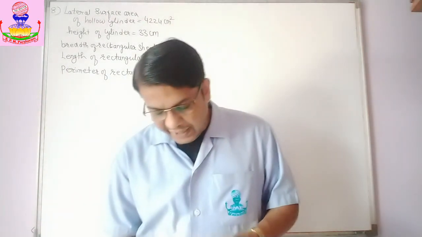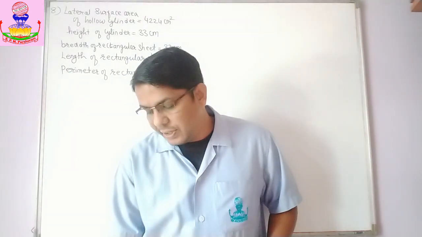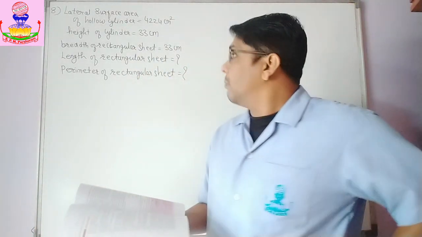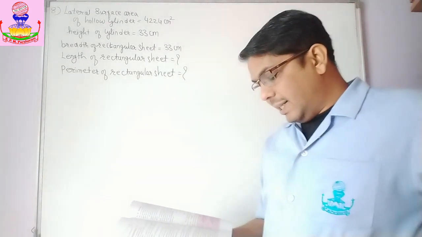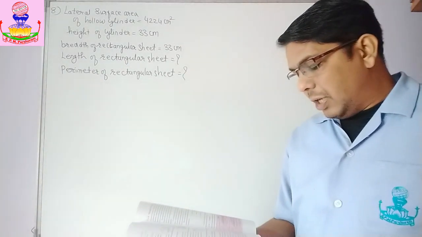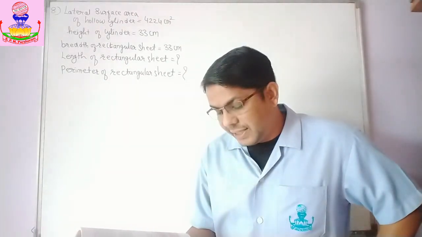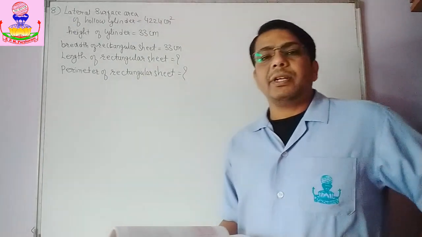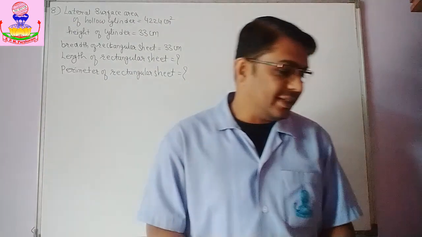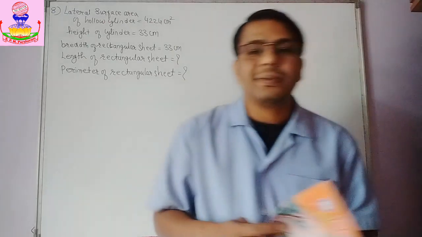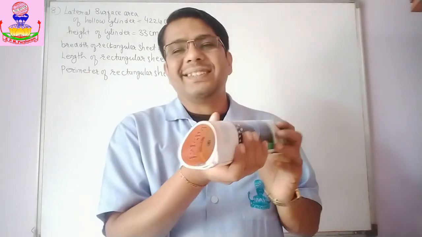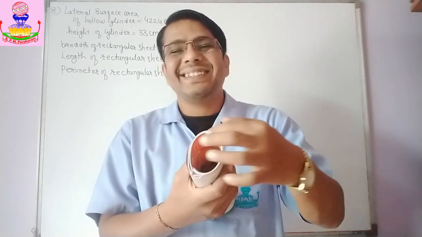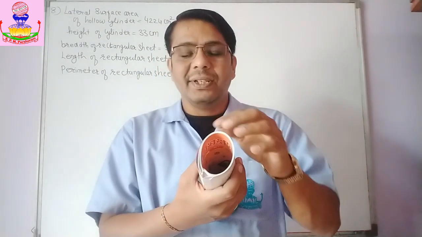Now see the 8th one. The lateral surface area of a hollow cylinder is 4224 centimeters square. That's what I have written here. It is cut along its side to form a rectangular sheet of width 33 centimeter. Find the perimeter of the rectangular sheet. First understand the concept. Suppose this is the cylinder, okay, right? This is the circular base or top, whatever it is.